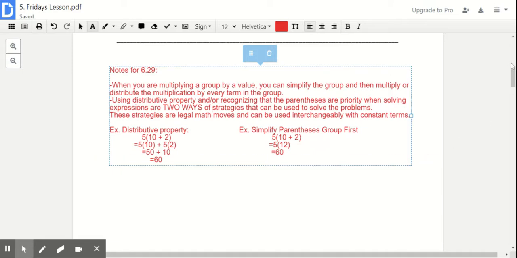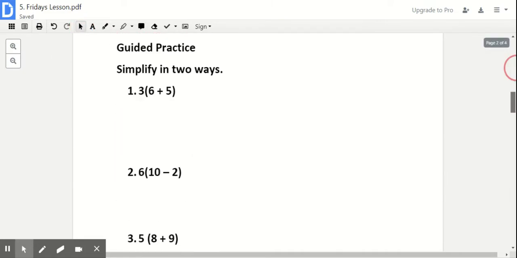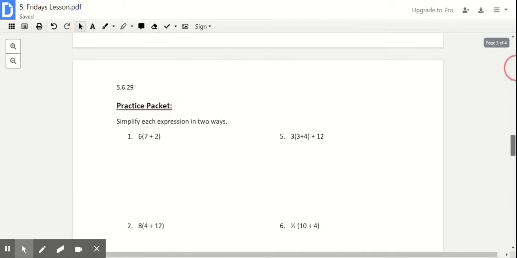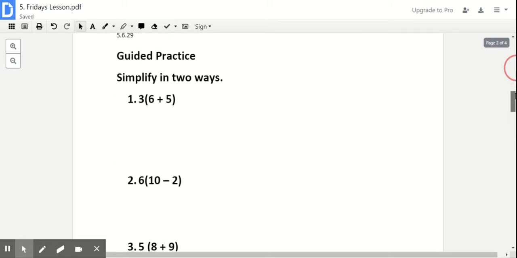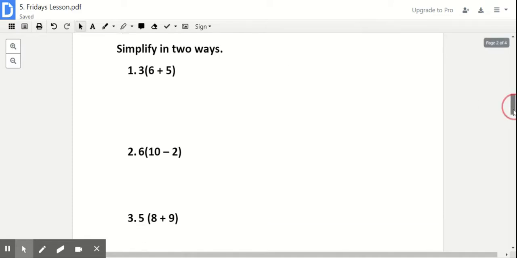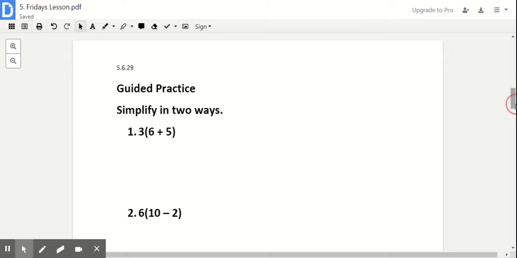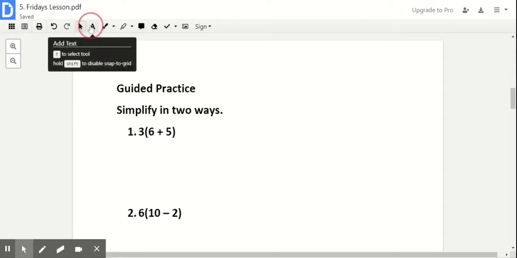Awesome. Welcome back. So now we are going to get into some guided practice, and then you guys will begin the practice packet for today. So the guided practice is telling us to simplify in two ways. Realize when we are supposed to be simplifying in two ways, you guys need to do both ways when we are working. So for number one, the first way, what is the first way that we can do this in?